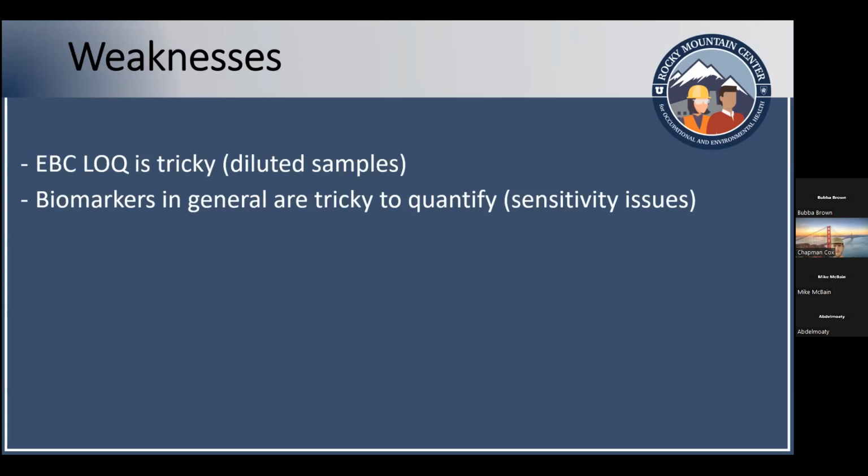And weaknesses. Exhaled breath condensate is super tricky. You're breathing into a bag, and there's a lot of stuff going on in that bag. So what you're looking for in your biomarkers is super dilute. There's a whole lot going on in there, so your limit of quantification is super low. And so you might get a lot of readings showing null, there's nothing there. So you have to have super sensitive machinery. And honestly, that can only be improved with time as technology progresses. And biomarkers in general are tricky, sensitivity issues and whatnot.